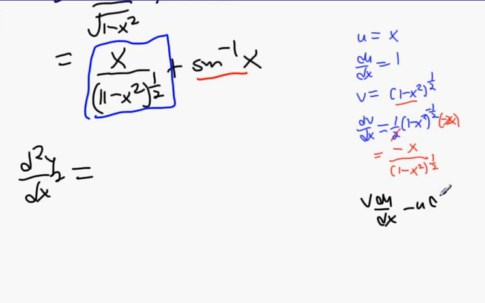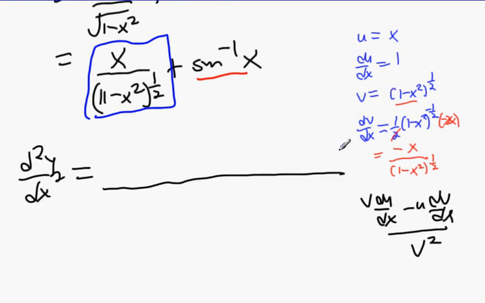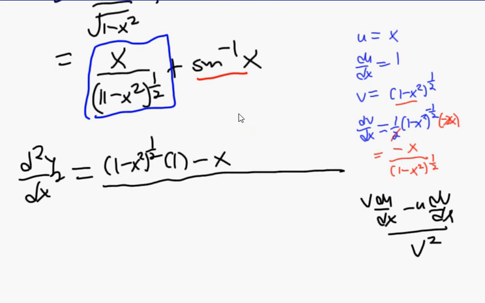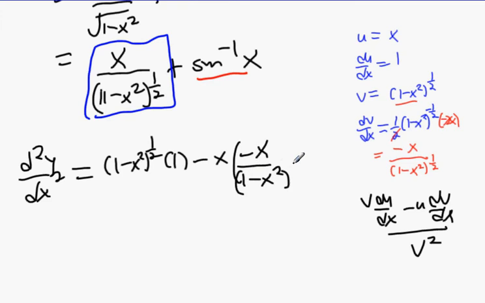Okay, so you're looking at this, guys. v squared on the bottom. And then v, which is 1 minus x squared to the power of a half, du dx, which is 1, minus x times dv dx, which is going to be minus x over 1 minus x squared to the power of a half. I had to fit in a fraction there, so starting off the line wasn't a good idea. Close that there.